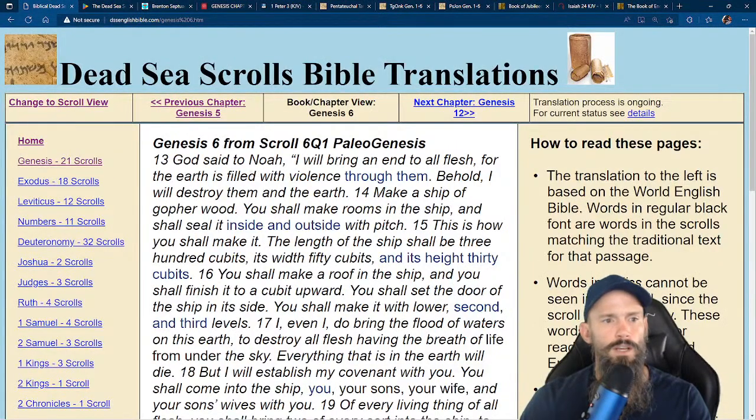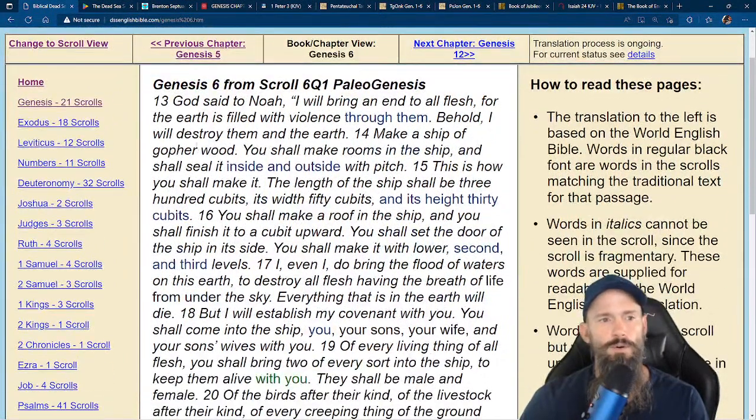Wickedness. Yahuwah said to Noah, I will bring an end to all flesh, for the earth is filled with violence through them. Behold, I will destroy them and the earth. Make a ship of gopher wood. You shall make rooms in the ship, and shall seal it inside and outside with pitch. This is how you shall make it. The length of the ship shall be 300 cubits, its width 50 cubits, and its height 30 cubits.